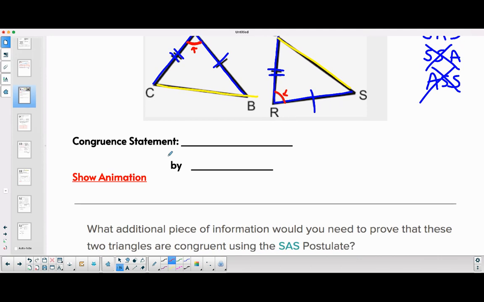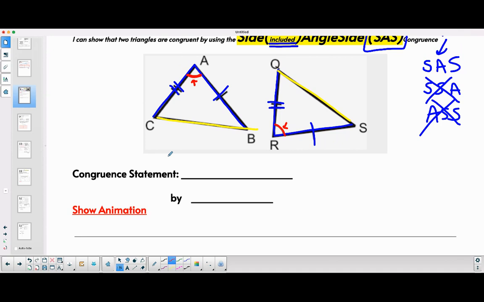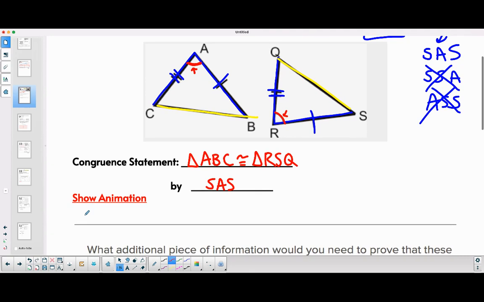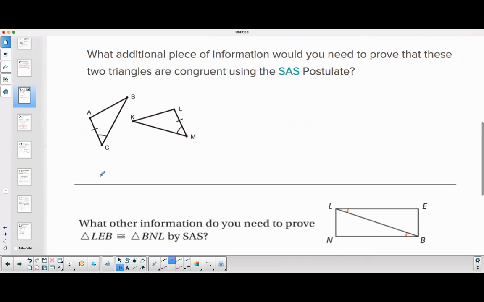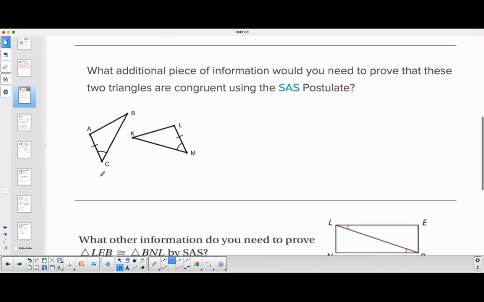So the congruence statement. Let's call the first one triangle ABC. We have angle A marked congruent to angle R. So I'd have to start with R, and then I would have to go SQ, all right, by side, angle, side. So that's what we're looking at for this one. The animation is kind of what I was trying to explain. I can't pull that up because it's not clickable. But as you change that included angle, that side gets longer.